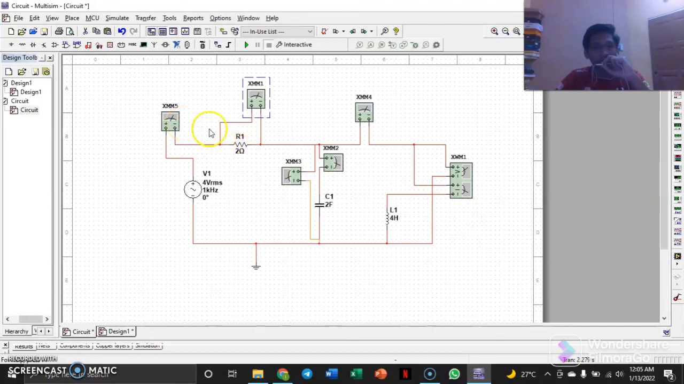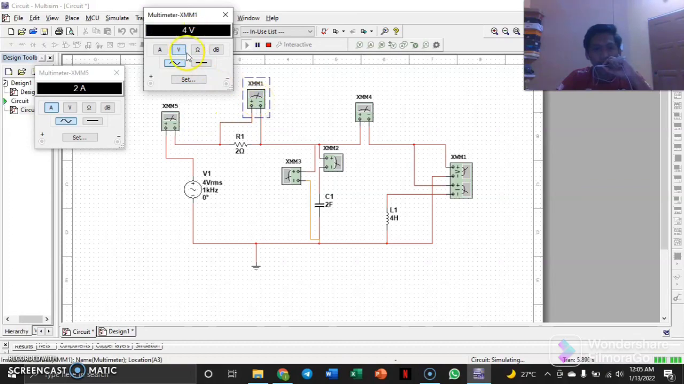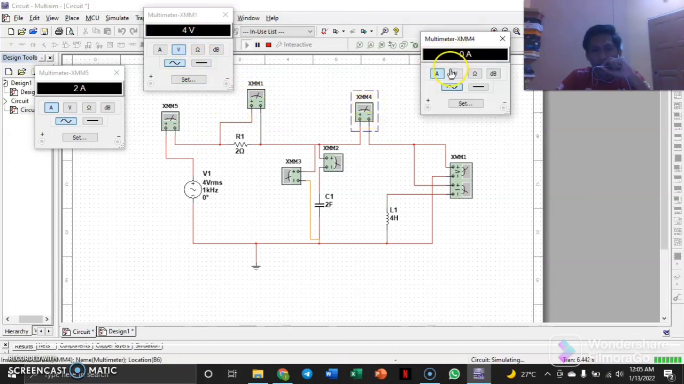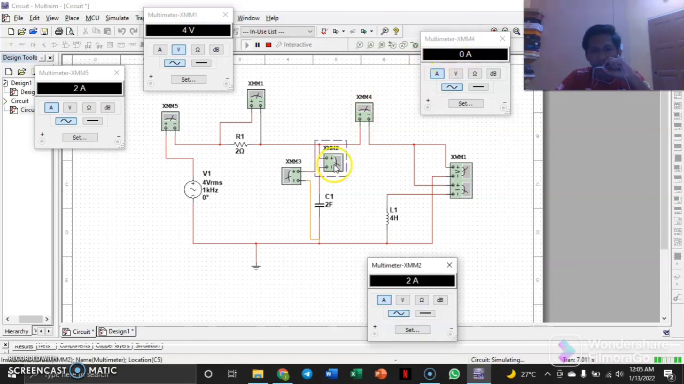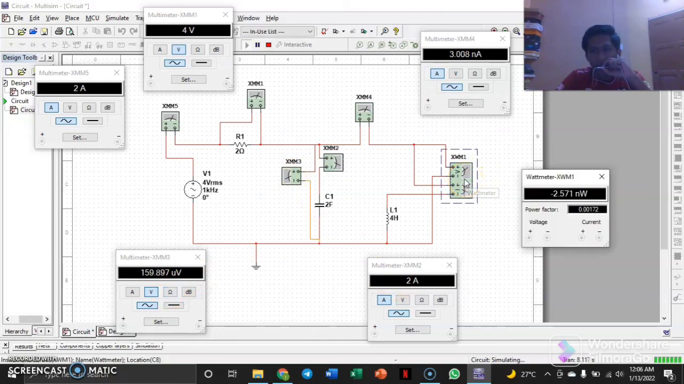We find the value. So let's run the simulation. This multimeter, I set it as AC mode, because the source is AC and all the components are AC. This multimeter here is for volt, here for ampere, here for amp, and here for volt. This is the wattmeter.